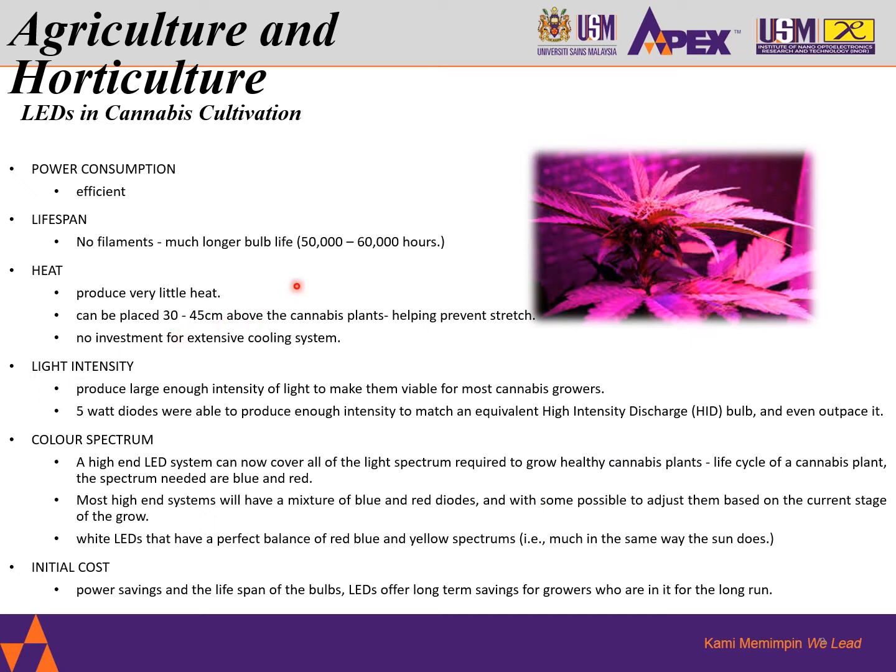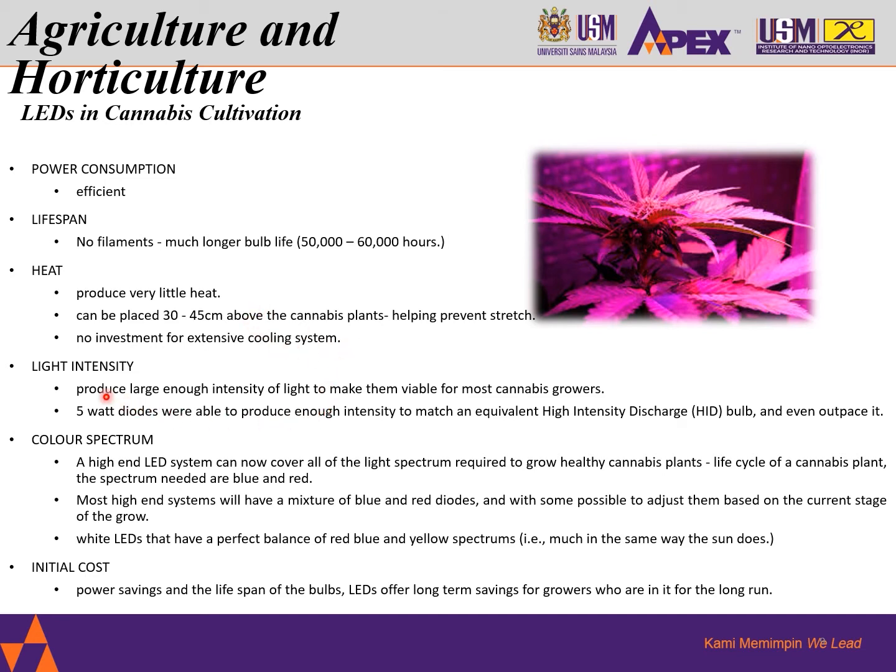so in cannabis cultivation, LED power consumption is very efficient, and the lifespan is long because LEDs don't use filaments, so they have a much longer bulb life, up to 60,000 hours. Heat is produced by the LED, but very little, and hence LEDs can be placed very near the plants, at 30 to 45 centimeters above them, helping to prevent stretch. Also, there is no need to invest in an extensive cooling system, unlike when using other bulbs, right?